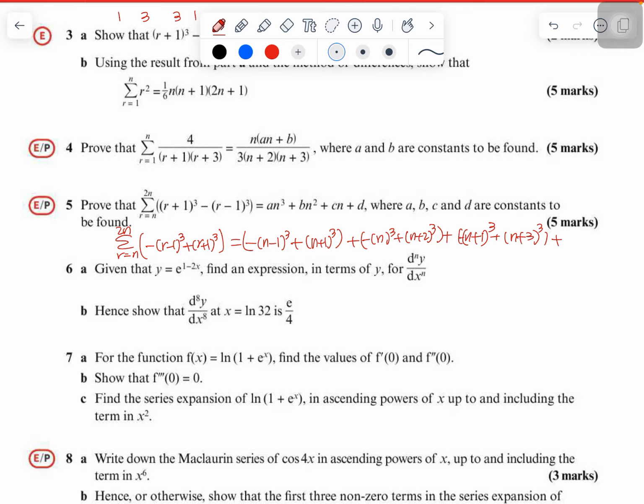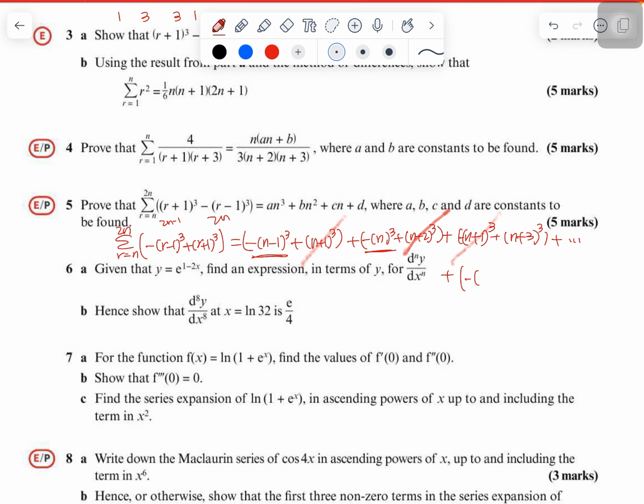Plus blah blah blah. Let's see the pattern again. So here n plus 1, n plus 1. So this will be eliminated with the further term. So means they have no pairs to be eliminated together. So again, we need two last parts. So plus 2n minus 1 and 2n.